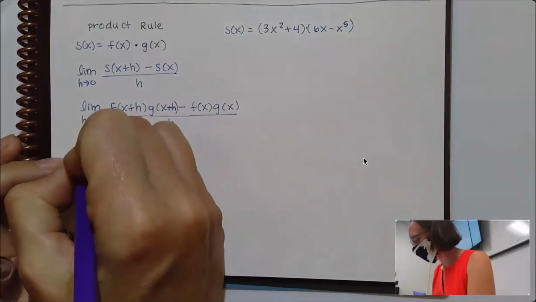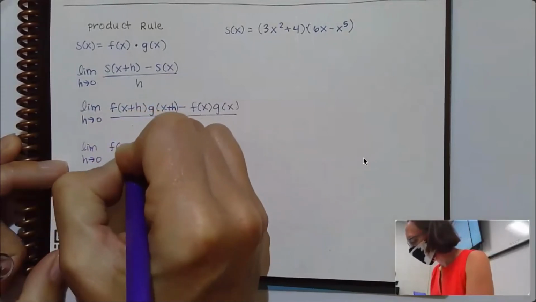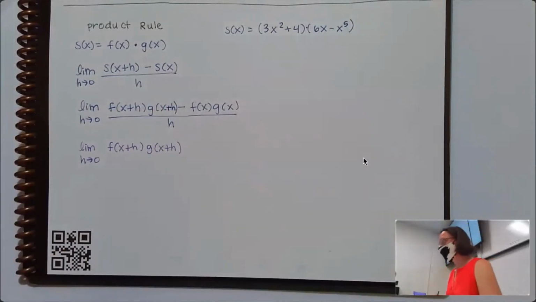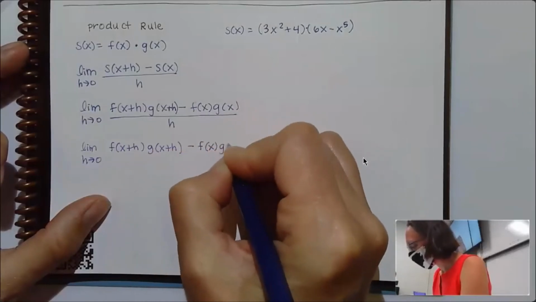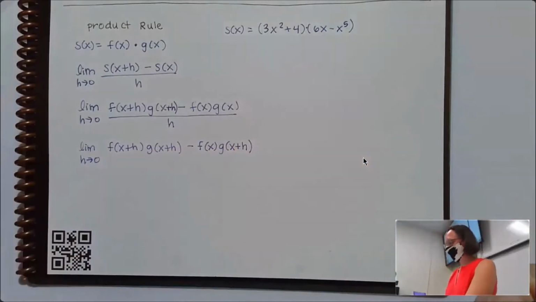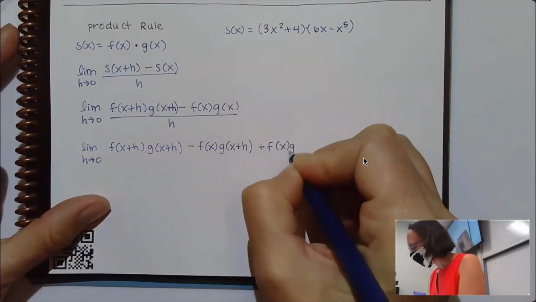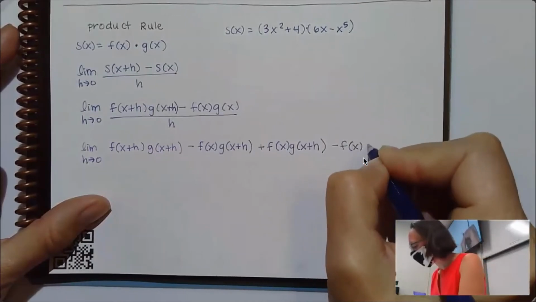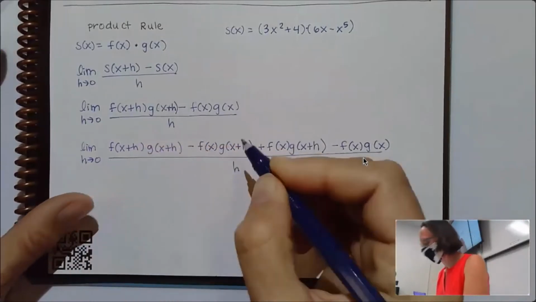Here's how they added 0. They took that f of x plus h, g of x plus h, and they said, just for funsies, let's go ahead and subtract off f of x times g of x plus h. But then, because we don't want to mess up the problem, we're going to add it back in again. And don't forget about that minus f of x, g of x we had in the first place. Whole thing all over h.